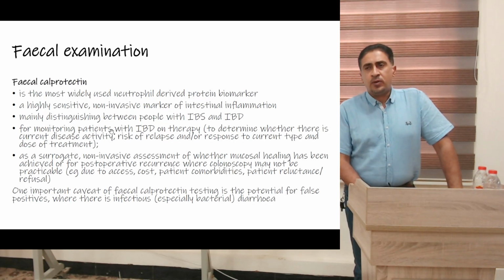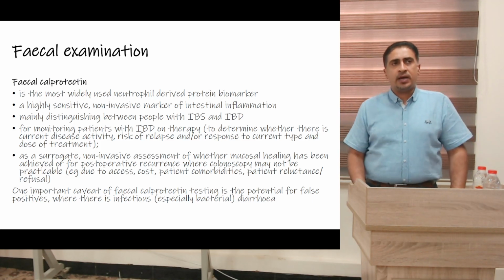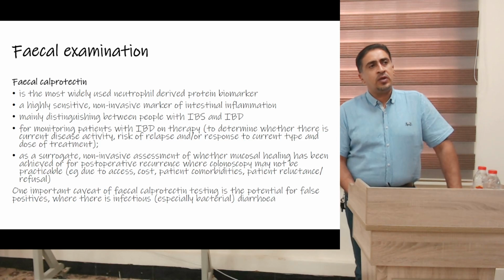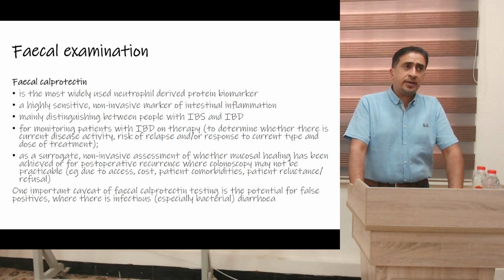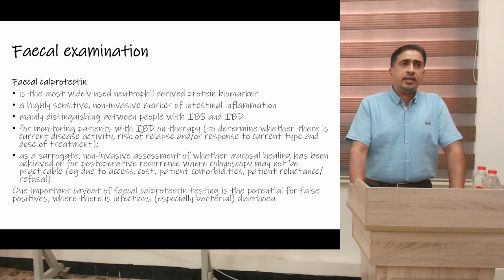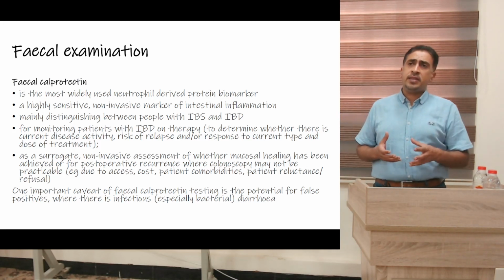One of the important inflammatory markers recently used by the gastroenterologist to know whether the patient has active disease or not is called fecal calprotectin. This is a very important recent biomarker we use. It is secreted from neutrophils, and it is a highly sensitive, non-invasive marker for intestinal inflammation.